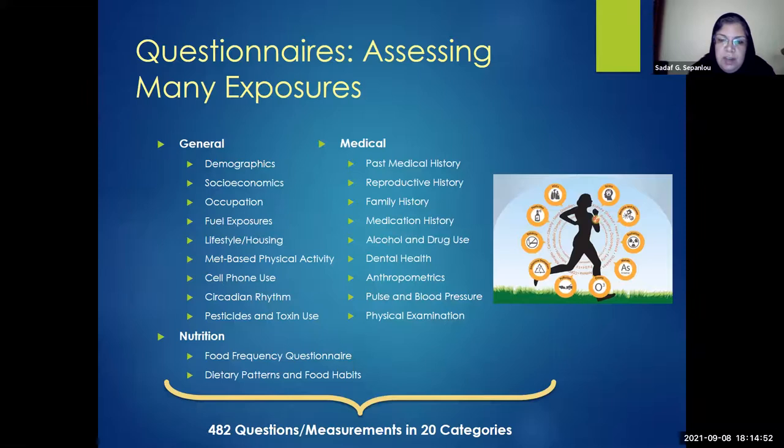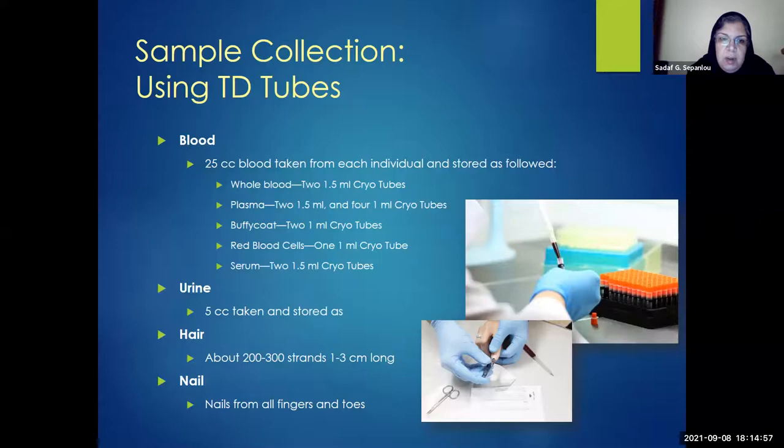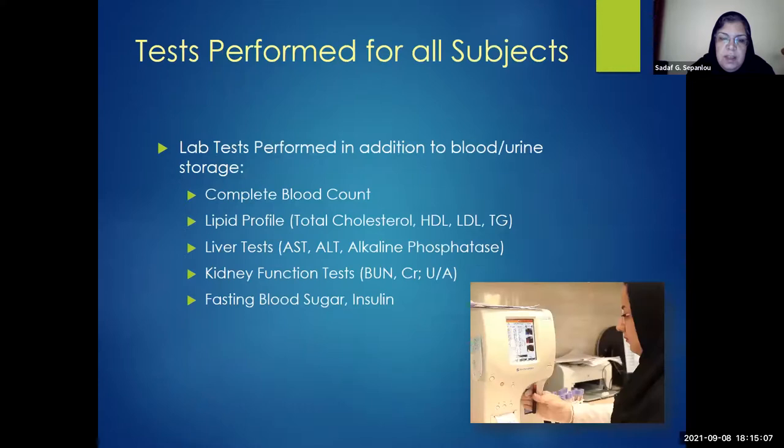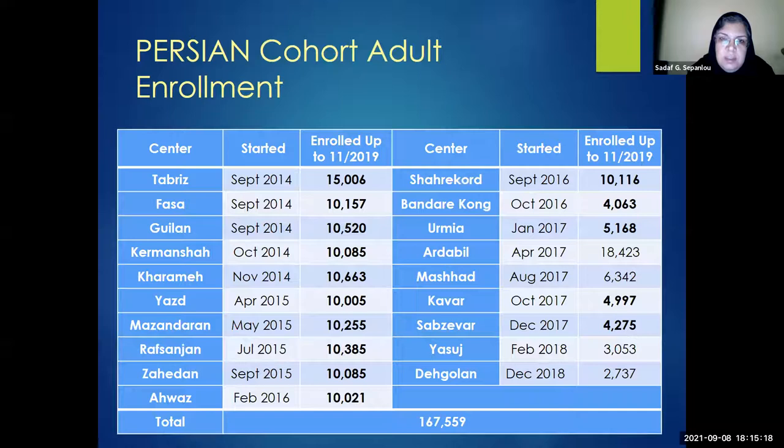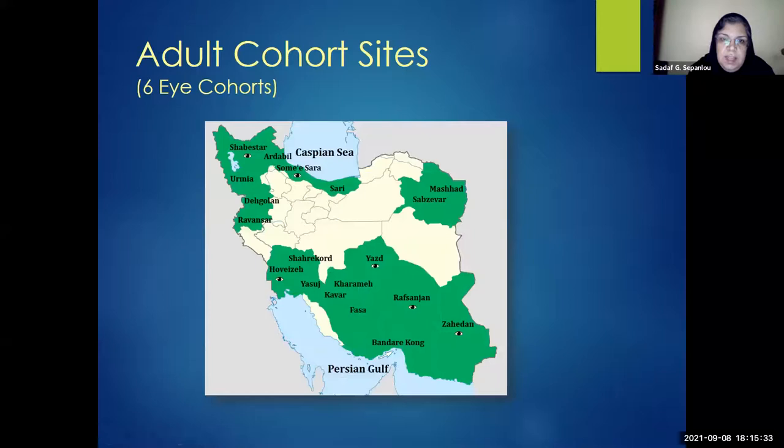As mentioned in the clip, we collected blood, urine, hair, and nail, and stored them in standardized laboratories. And the lab tests are performed before storage. In this slide, you see the 19 sites included in the Persian cohort adult study. Over 165,000 participants were included from September 2014 to December 2018. And you see here the sites of the adult cohort study. You see that north, west, south, east provinces have been selected as study sites for the Persian cohort.